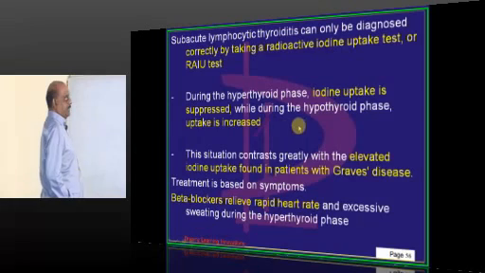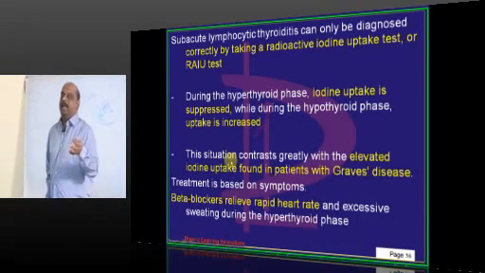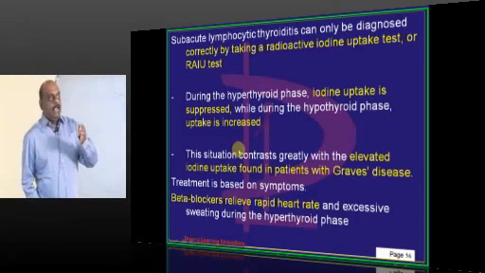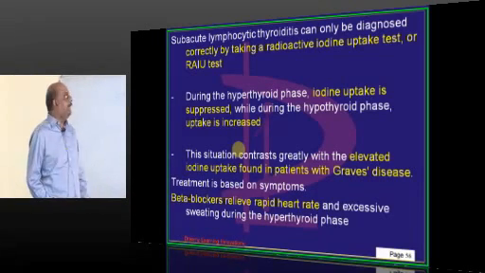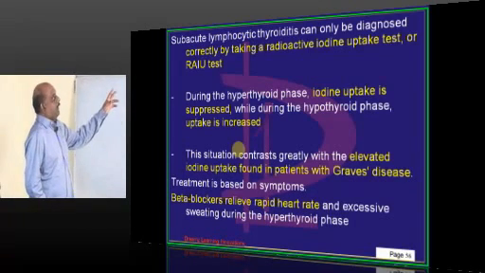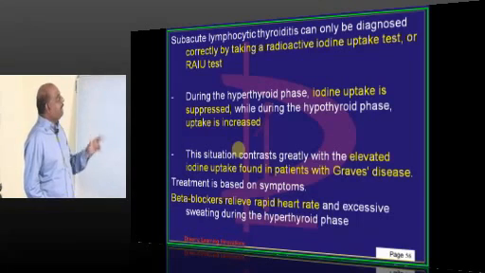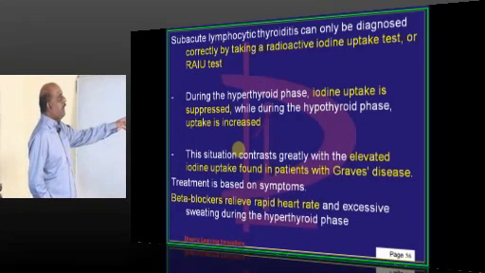So how do you treat it? But first, how do you diagnose it? The best way to diagnose a silent painless thyroiditis, which is subacute lymphocytic, is by doing a radioiodine scan. During the hyperthyroid phase, iodine uptake is suppressed. In the hypothyroid phase, iodine uptake is increased.